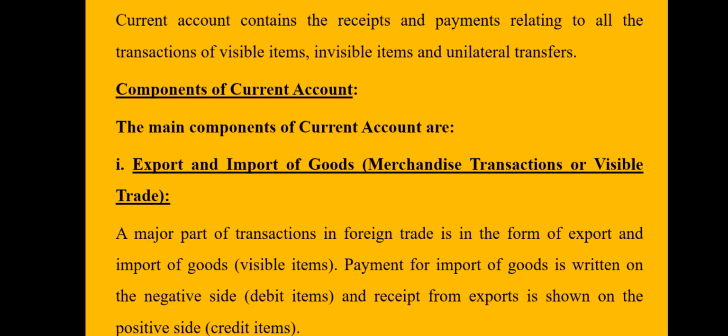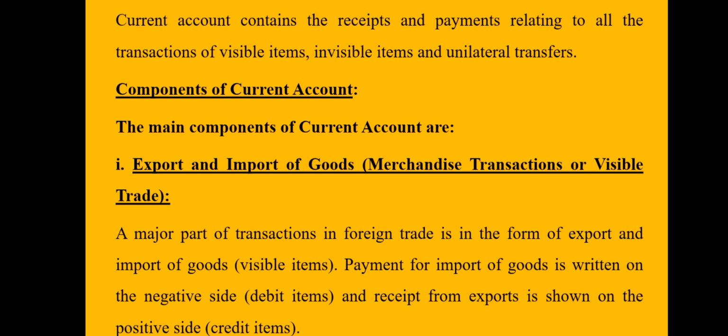Components of current account. The main components of current account are: first one, exports and imports of goods, merchandise transaction or visible trade. The major part of transactions in foreign trade is in the form of exports and imports of goods, that is visible items. Payment for imports of goods is written on the negative side, that is debit items.